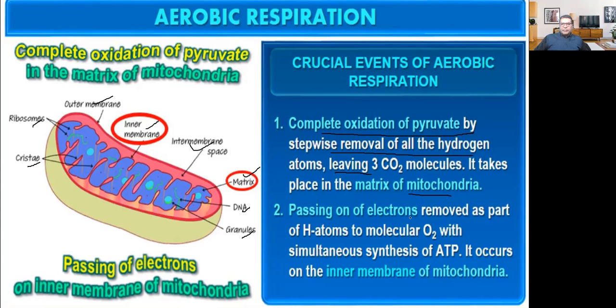Passing on of the electrons removed as part of hydrogen atoms to molecular O2 with simultaneous synthesis of ATP. It occurs on the inner membrane of mitochondria. So ATP synthesis takes place in the inner membrane of mitochondria. This is the inner membrane of mitochondria.